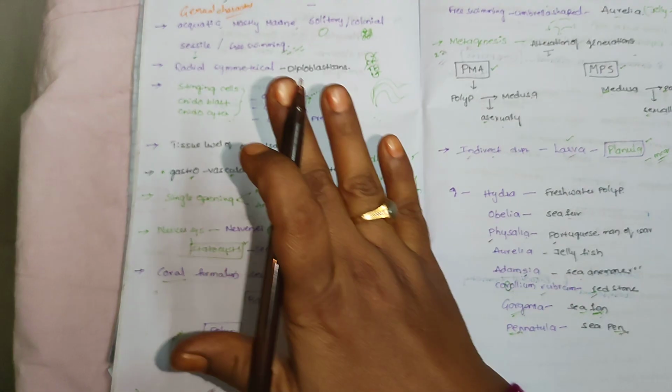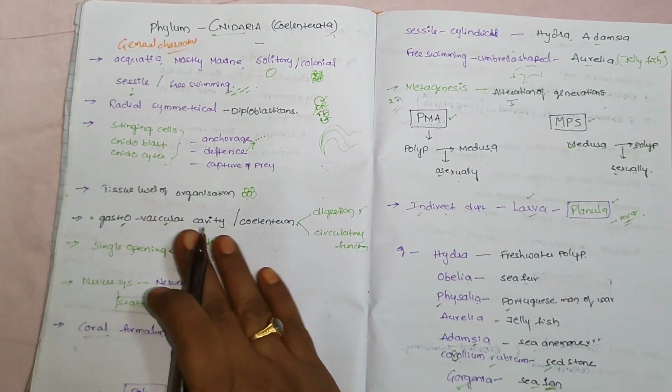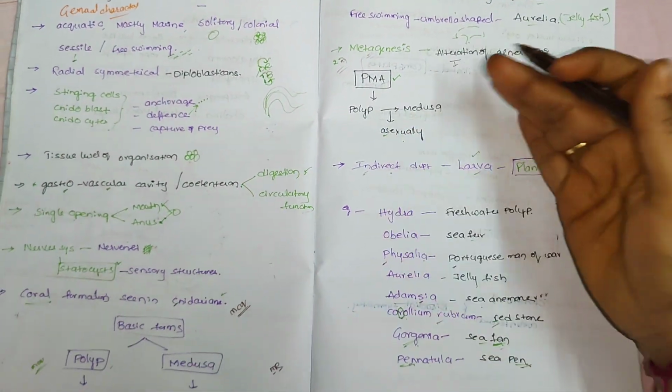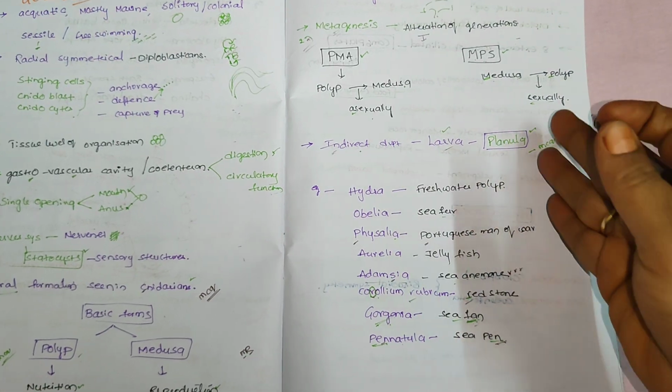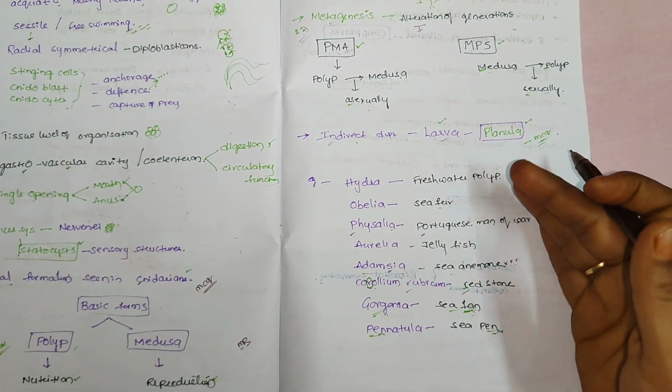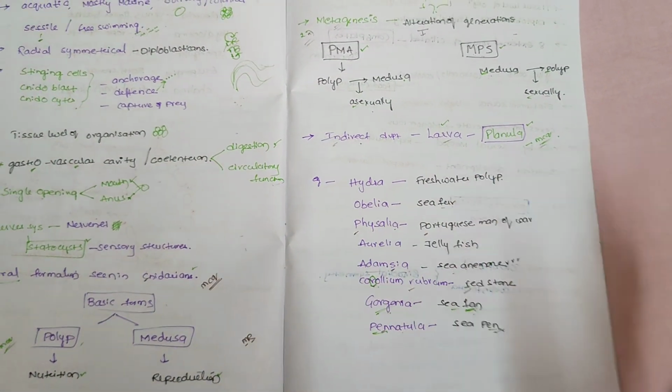So these are the general characteristics of Cnidaria, what metagenesis is, what the larvae are, and the important organisms and common names. Thank you.